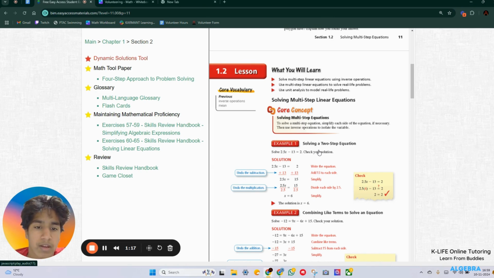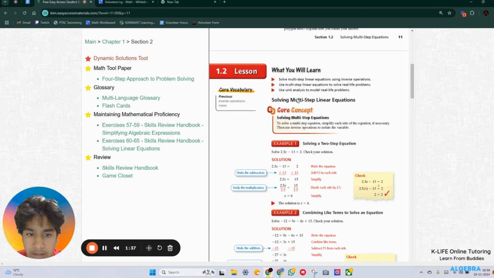We'll also be talking about using multi-step linear equations to solve real life problems, and using unit analysis to model real life problems. So, solving multi-step linear equations.